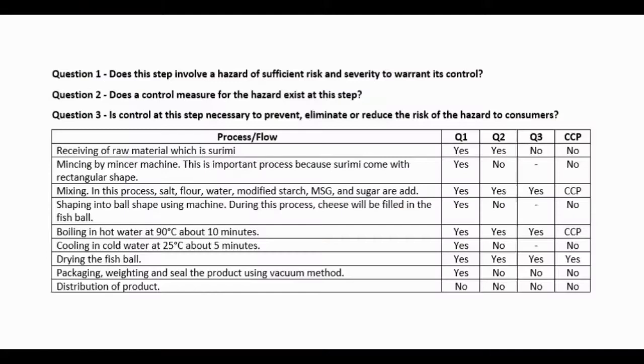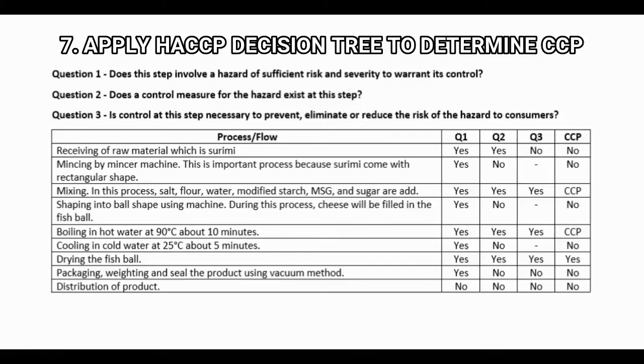At the seventh step, apply the HACCP decision tree to determine CCP. Question 1. Does this step involve a hazard of sufficient risk and severity to warrant its control? Question 2. Does a control measure for the hazard exist at this step? Question 3. Is control at this step necessary to prevent, eliminate or reduce the risk of the hazard to the consumer?